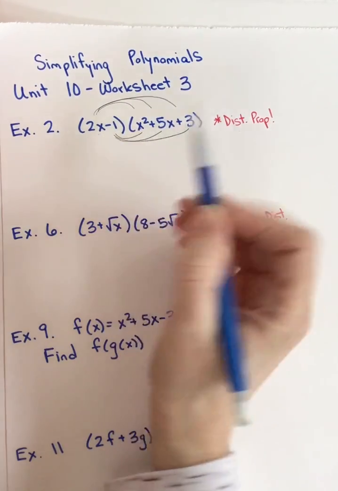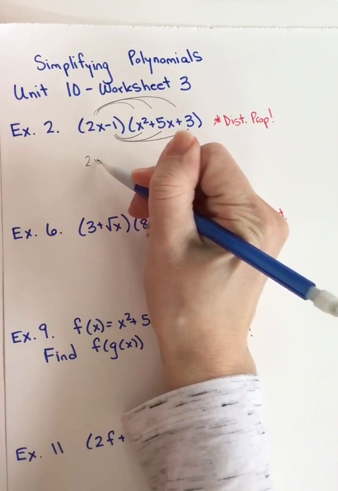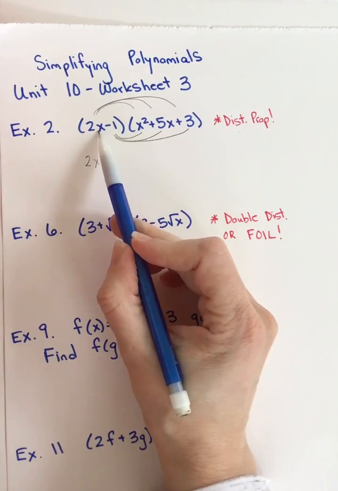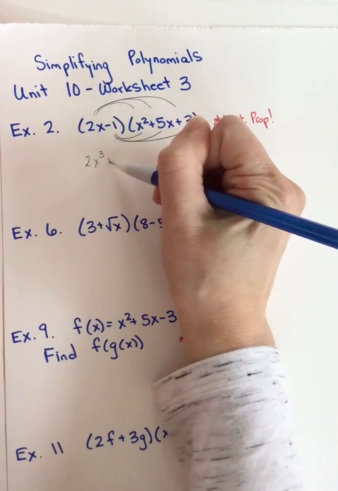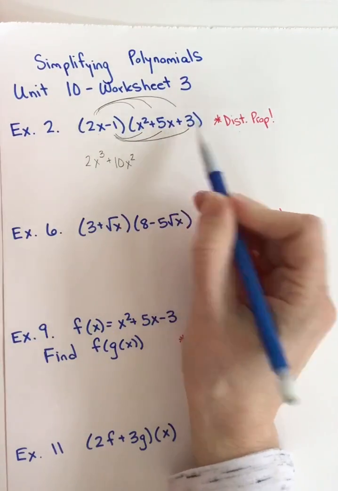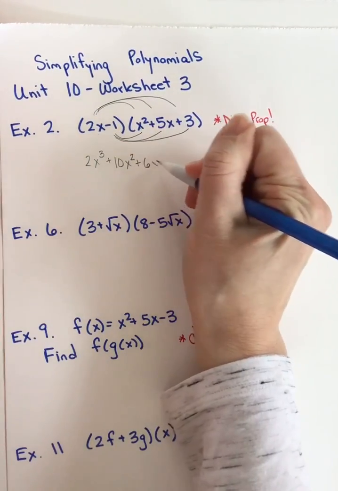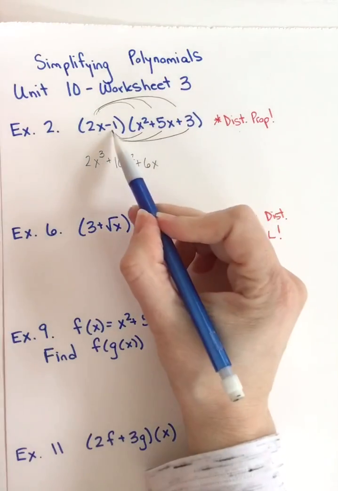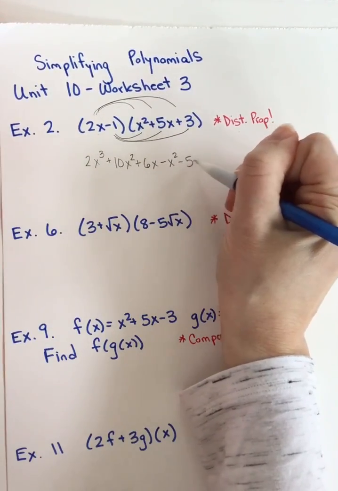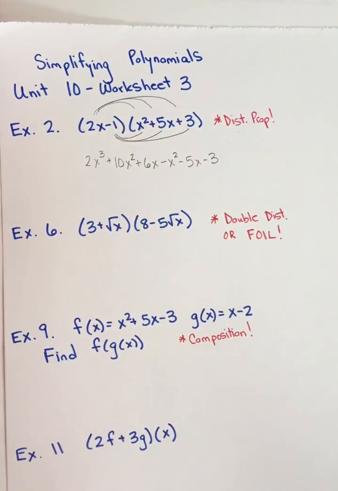2x times x squared gives me 2x cubed. Add my exponents. 2x times 5x plus 10x squared. 2x times 3 is 6x. When I take -1 and distribute, it's really going to just change all the signs of these terms.